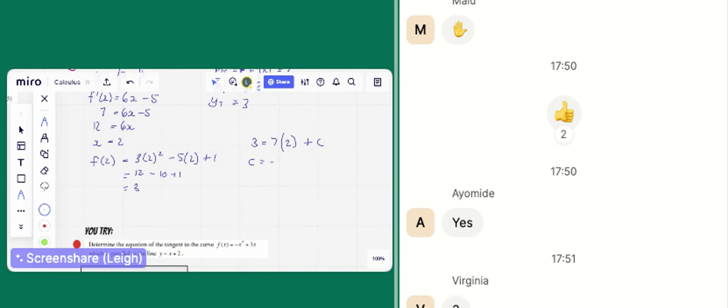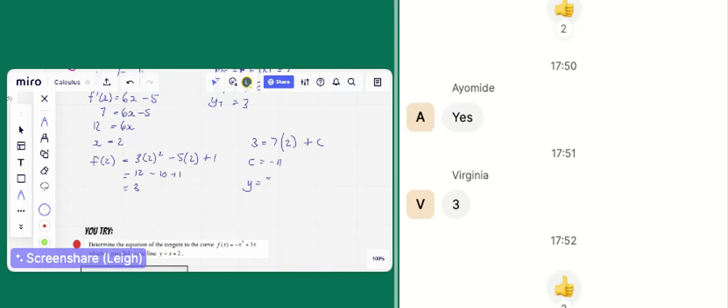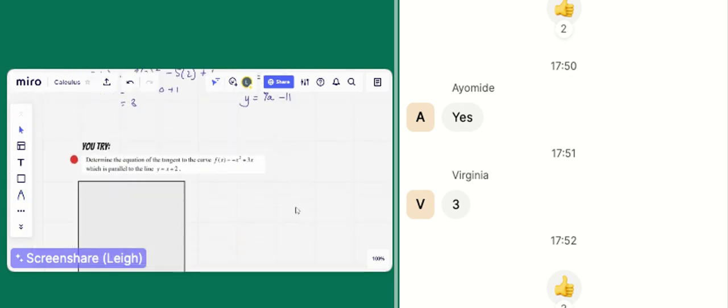I'm getting negative 11. Three minus 14 is negative 11. Everybody happy with that? Cool beans. Okay, so y equals, let's finish this off, 7x minus 11. There we go. Okay, now enough talking from me. You guys try this one.